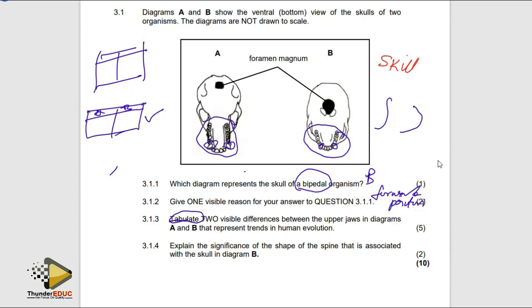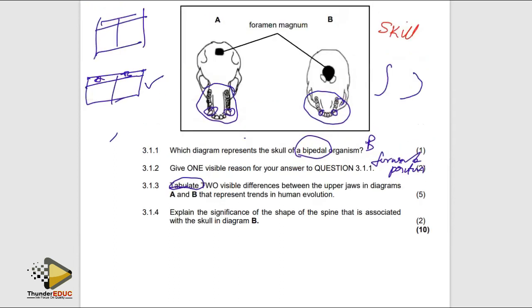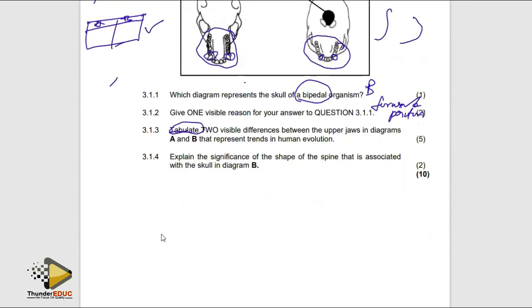Then they're saying, explain the significance of the shape of the spine. I talked about it. The significance of the shape of the spine is associated with skull B. What is skull B? Skull B, we say that it is walking on 2 limbs, and the shape, if you look at it, is S shape. Because they didn't say which shape it is, mentioning the shape could earn you a mark. Therefore, the shape is S shape.